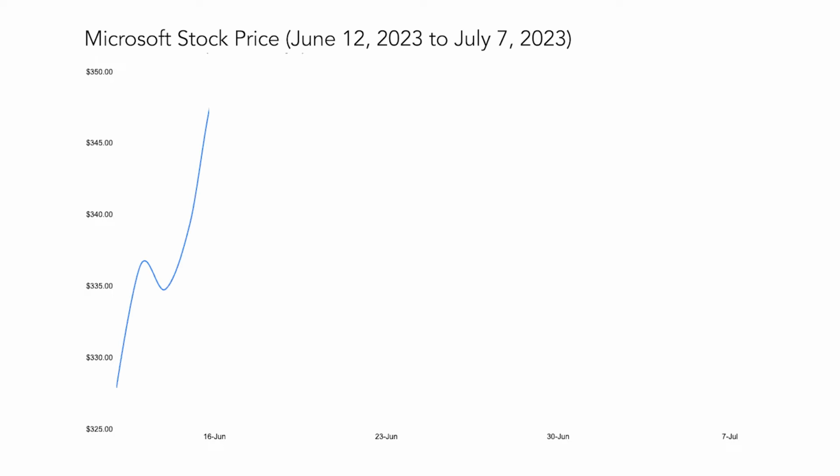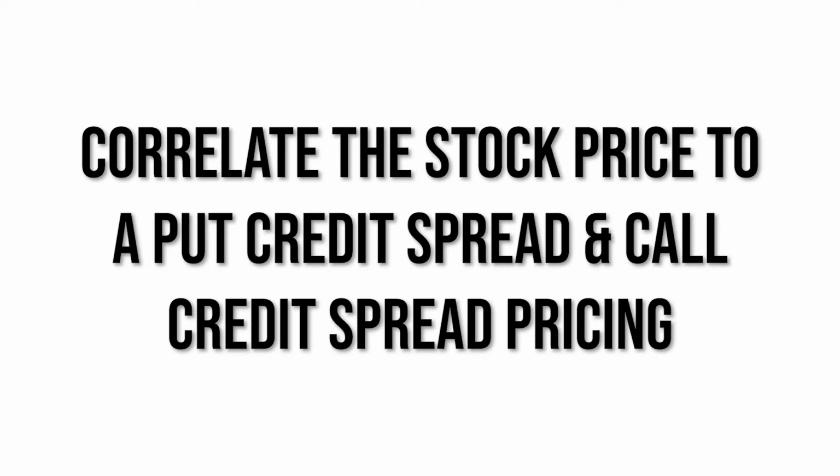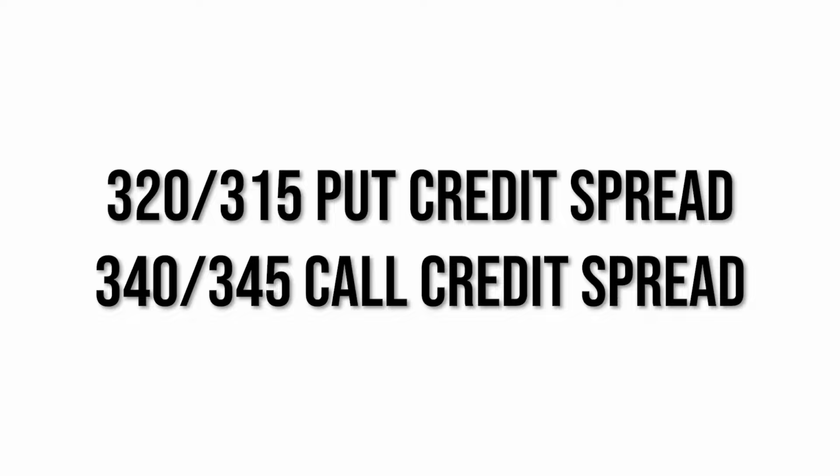This is the Microsoft stock price from June 12th to July 8th. You can see it started at 327.89. It peaked at 348.72 on June 16th, and then it closed at 341.27 on July 7th. We're going to correlate the stock price to both a put credit spread and a call credit spread. We'll open up a 320, 315 put credit spread and a 340, 345 call credit spread.